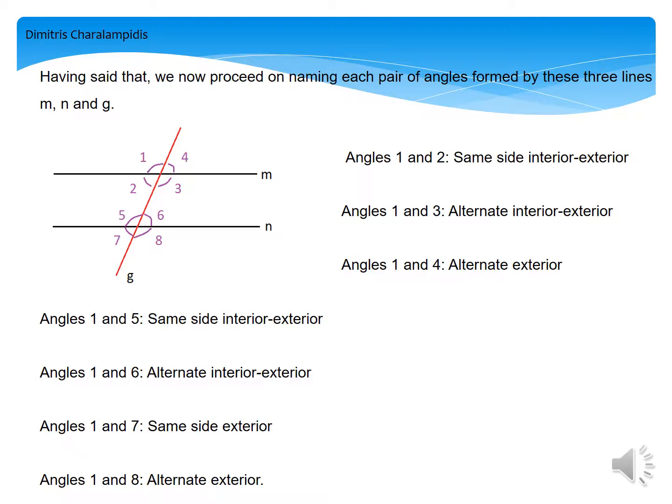Angles 1 and 7. They are same side angles because they are both placed on the same side regarding line G, and they are exterior since both of them are placed outside the parallel lines M and N. Angles 1 and 8. They are alternate since they are placed on different sides of line G, and they are exterior since again both of them are placed outside the parallel lines M and N.